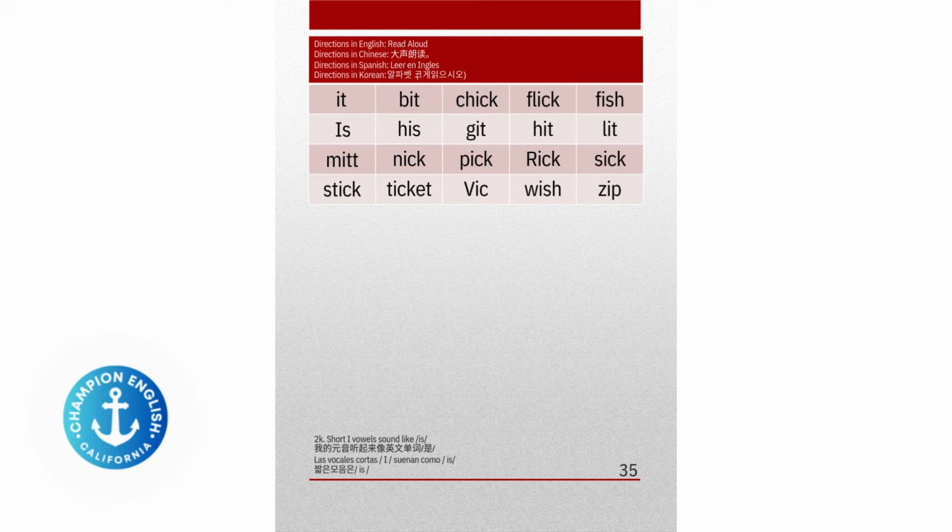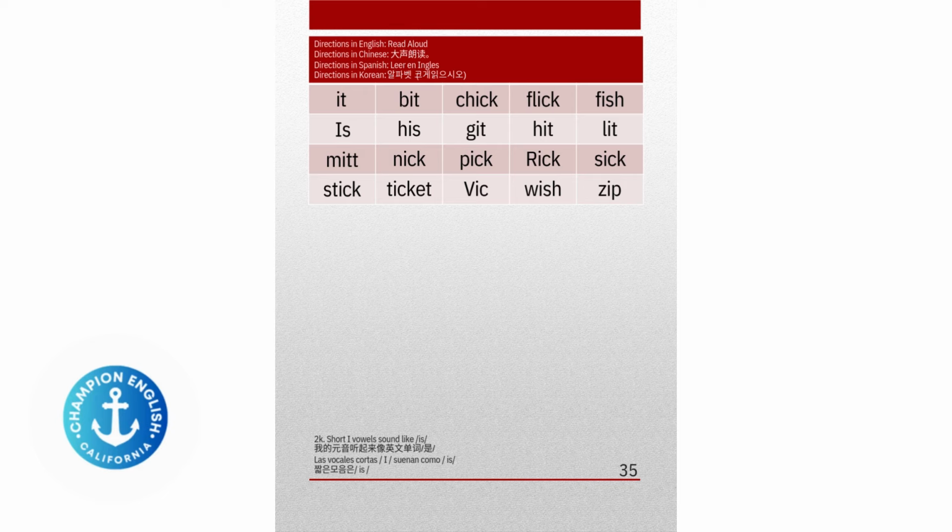So now we're looking at our words, and let's say them out loud together. It, bit, chick, flick, fish, is, his, get, hit, lit, mit, nick, pick, rick, sick, stick, ticket, Vic, wish, and zip.